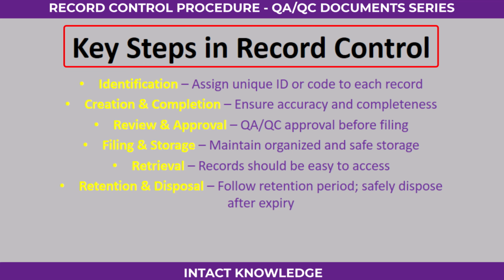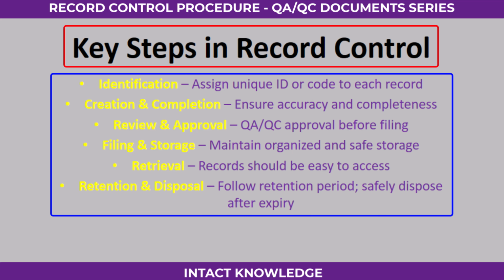Key steps in record control. Major key steps are identification, assign a unique ID or code to each record; creation and completion, ensure accuracy and completeness; review and approval, QA/QC approval before filing; filing and storage, maintain organized and safe storage; retrieval, records should be easy to access; retention and disposal, follow the retention period, safely dispose after expiry.